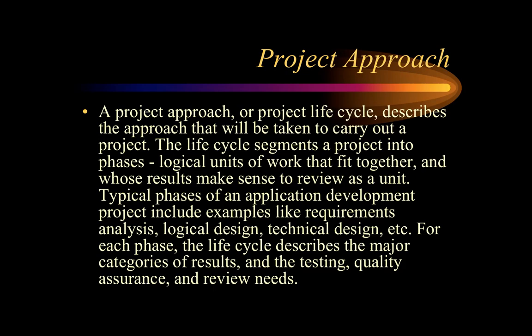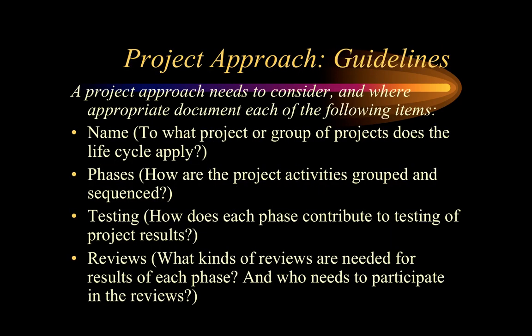Project approach: we already said that you have the various phases of the project life cycle. So it describes the approach that would be taken to carry out a project. The life cycle segments the project into phases, logical units of work that fit together, and whose results make sense to review as a unit. Typical phases of an application development project include examples like requirements analysis, logical design, technical design, etc. For each phase, the life cycle describes the major categories of results and the testing, quality assurance, and review needs of each of those phases. All right?